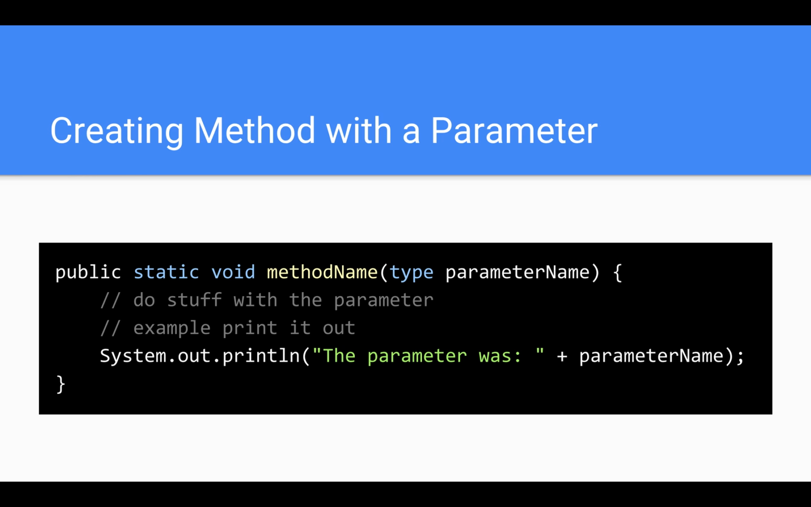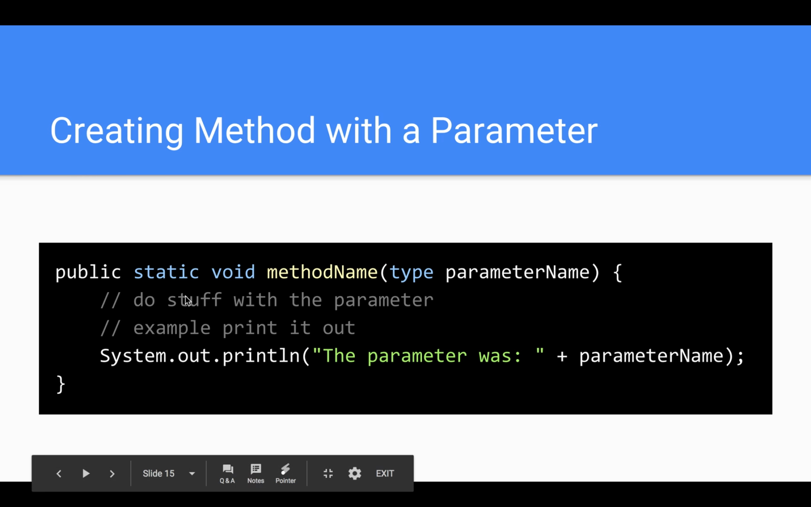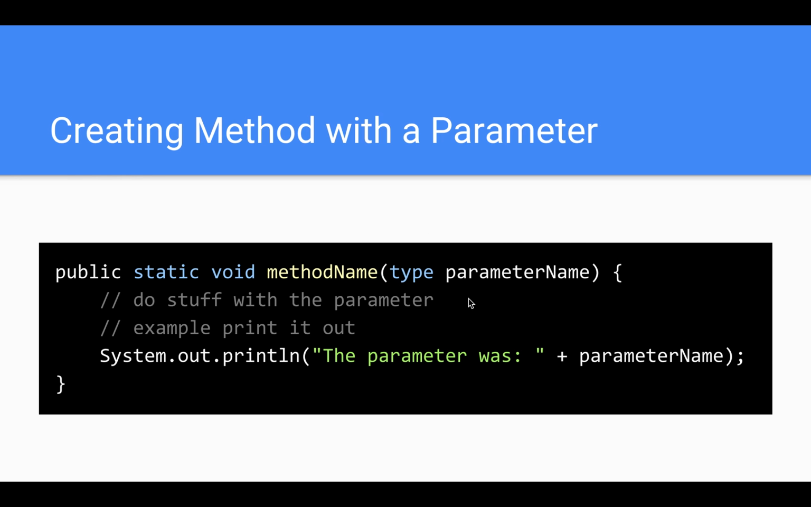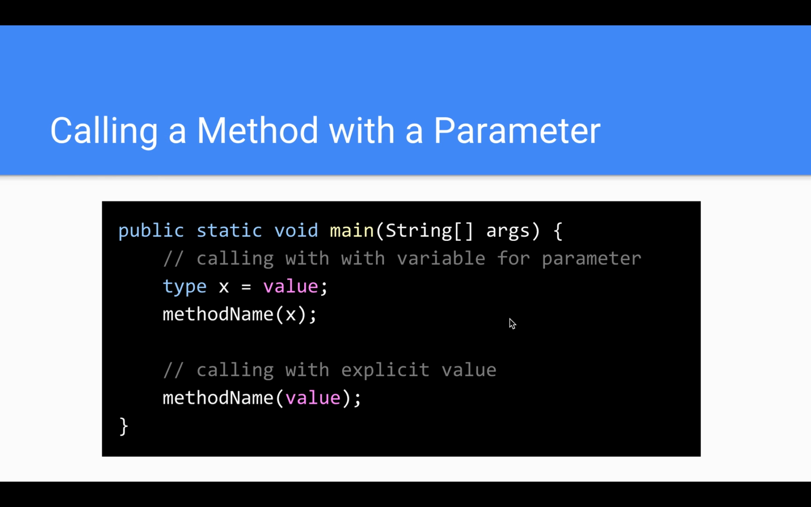Parameters and return values. Creating a method with a parameter. So it goes public, static, void, method name, and then in parentheses, the type and the parameter name. And inside you would do stuff with the parameter. So System.out.println, the parameter was, and then the parameter name. So this type can be any type, int, double, boolean, whatever you want it to be. And then these two have to match exactly, just like if you're using any other variable in your code.